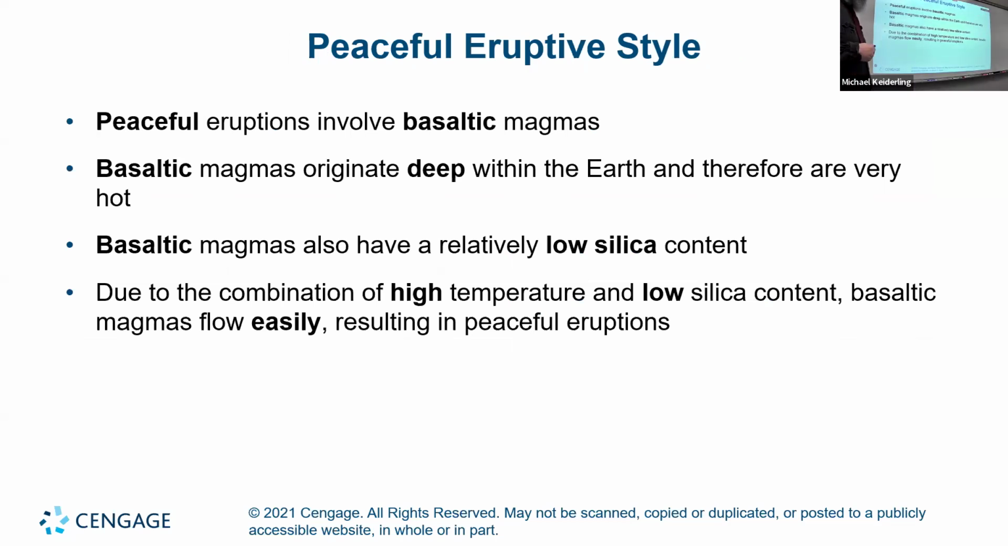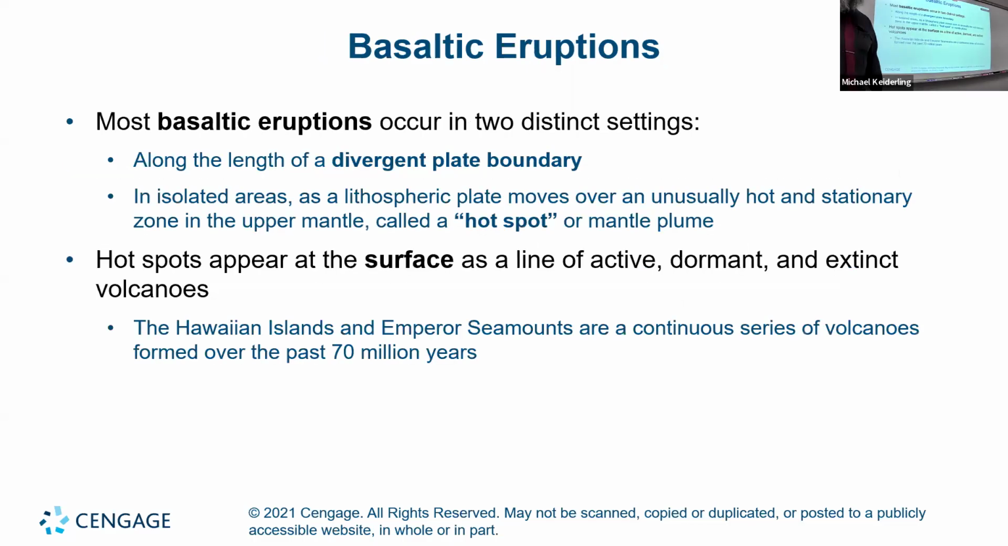Basaltic magmas originate deep within the earth and are therefore very hot. They also have relatively low silica content. And due to the combination of high temperature and low silica content, basaltic magma flows easily, resulting in the peaceful eruptions. Most basaltic eruptions occur in two distinct settings: along the length of a divergent plate boundary, like in Iceland, or in isolated areas where a lithospheric plate moves over an unusually hot and stationary zone in the upper mantle, called a hot spot or mantle plume, like Hawaii.